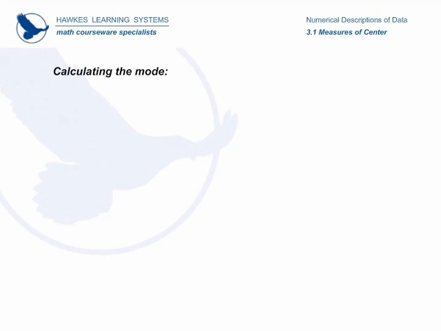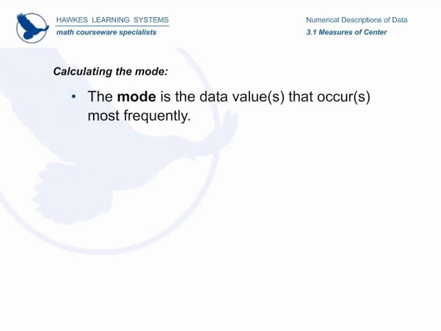Now let's see how we can calculate the mode. The mode is the data value or values that occur most frequently. So the mode is the most frequently occurring data set value.